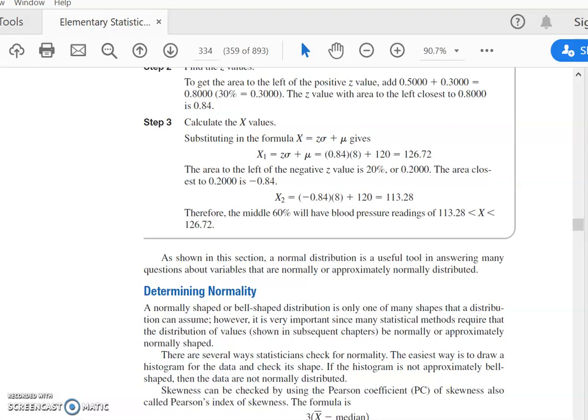Okay, folks, we are in chapter 6. This is the normal distribution. We are in section 6-2. This is the applications of the normal distribution, and this is video recording number 4.